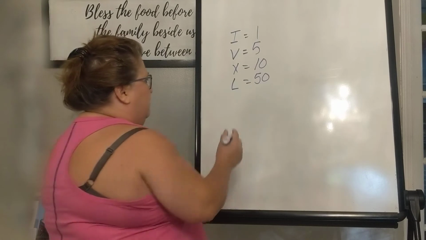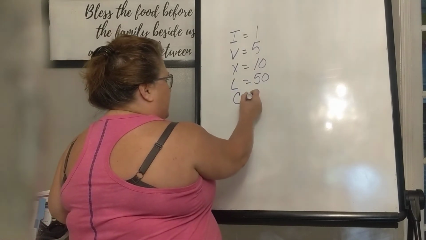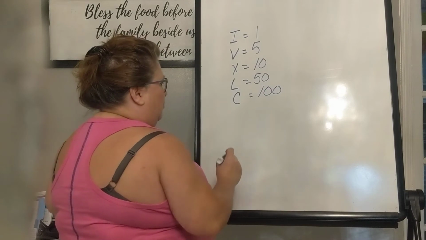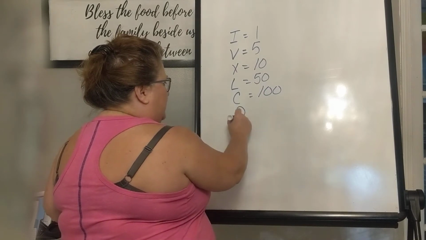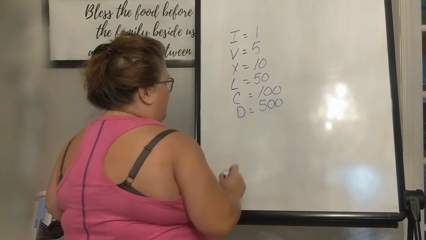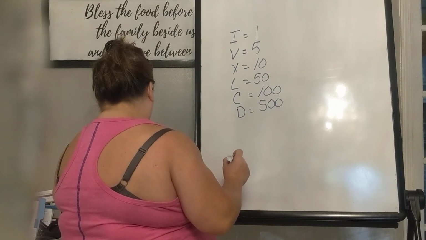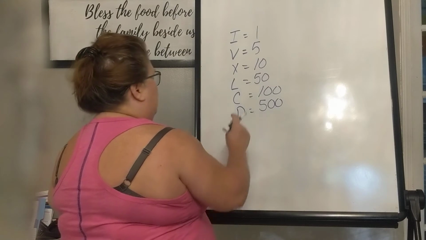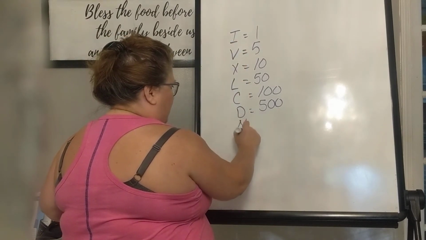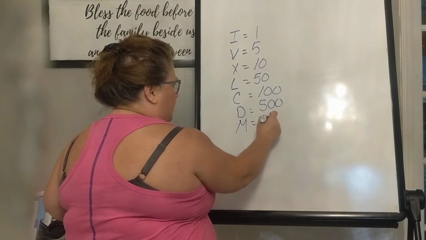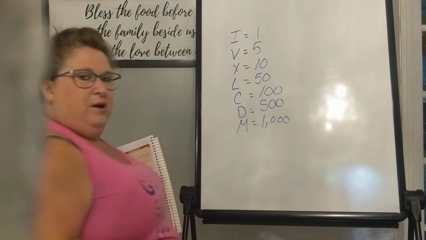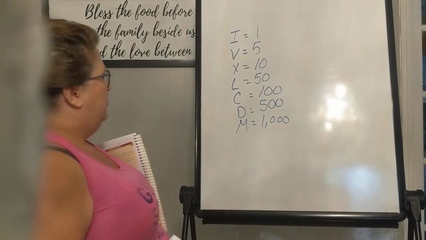After the number 50, we have the letter C, and C is 100. After 100, we have the letter D, and D is 500. After 500, we have the letter, is that 7? 1, 2, 3, 4, 5, 6. Yeah, we have the letter M, and M equals 1,000. So out of these letters, we are going to learn how to write Roman numerals.